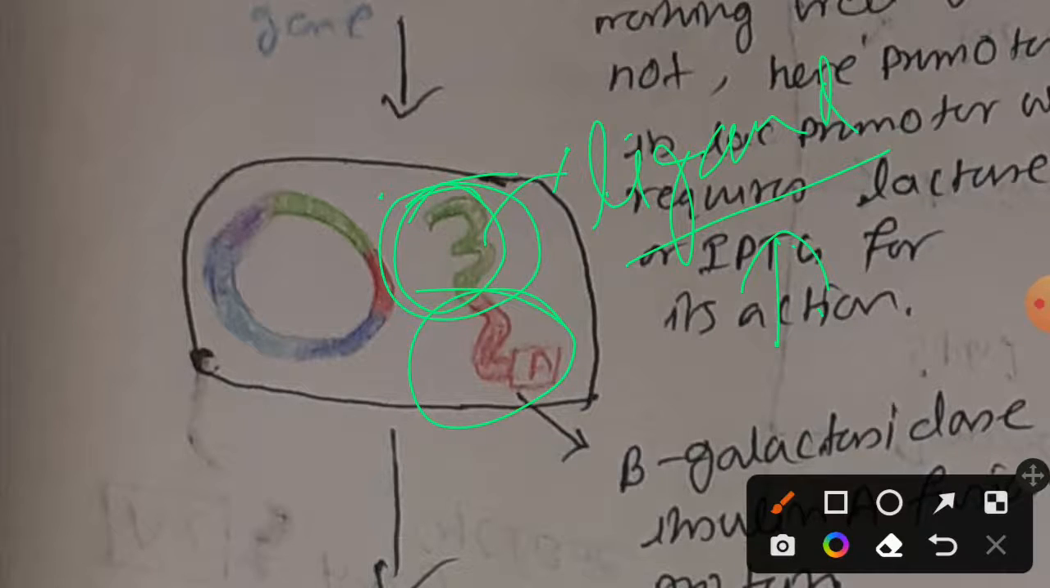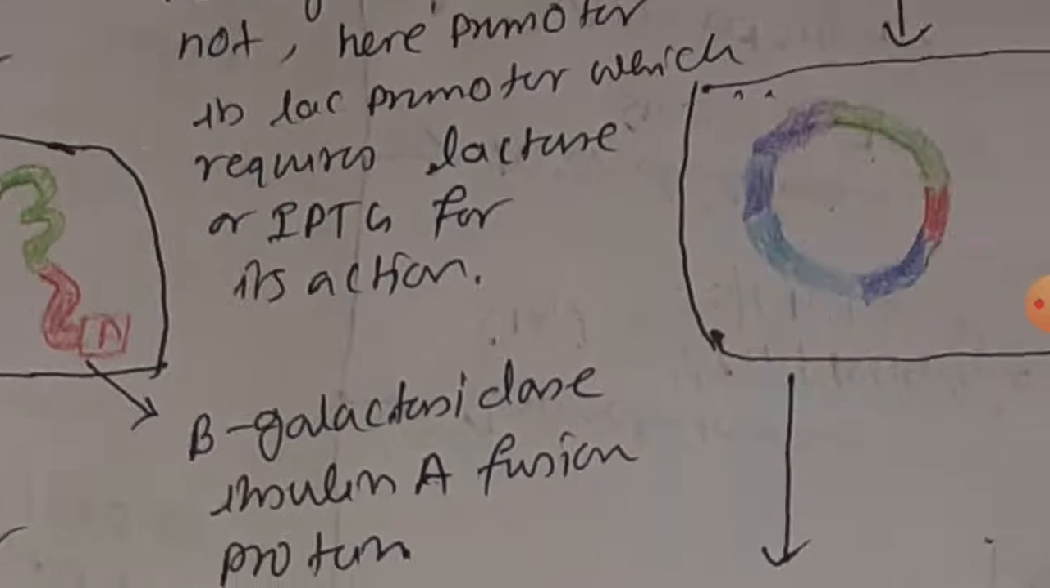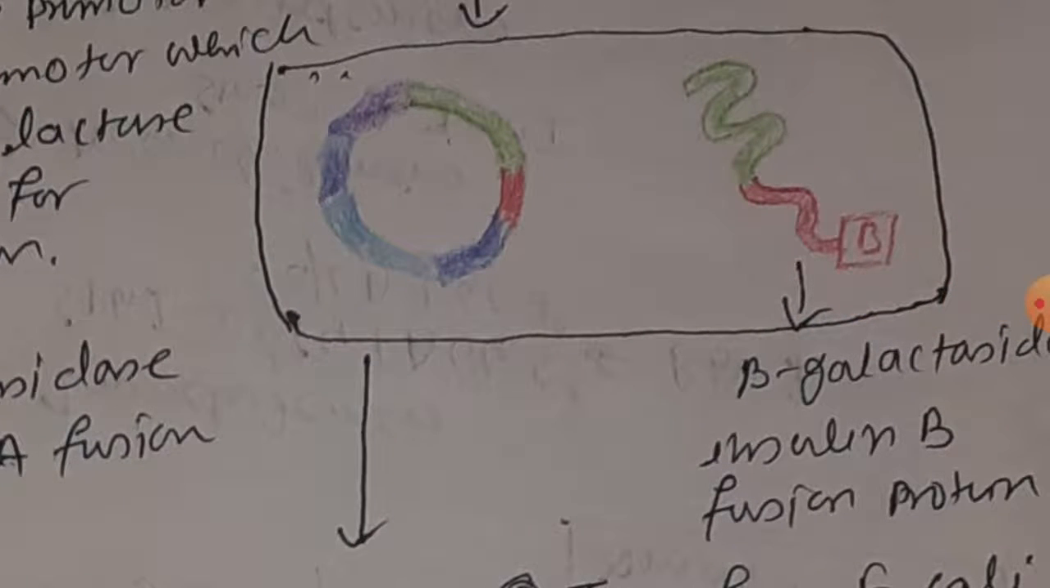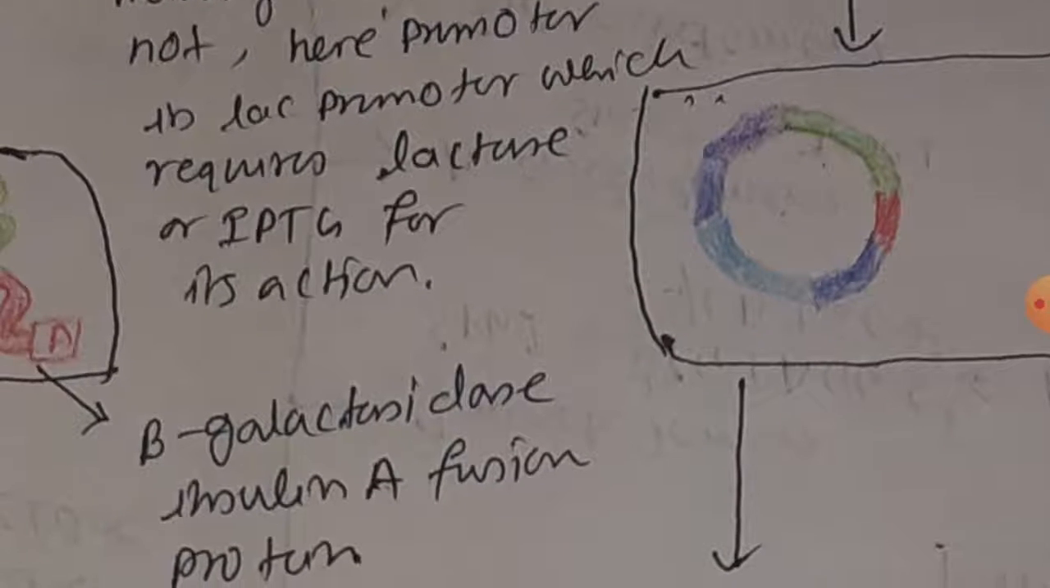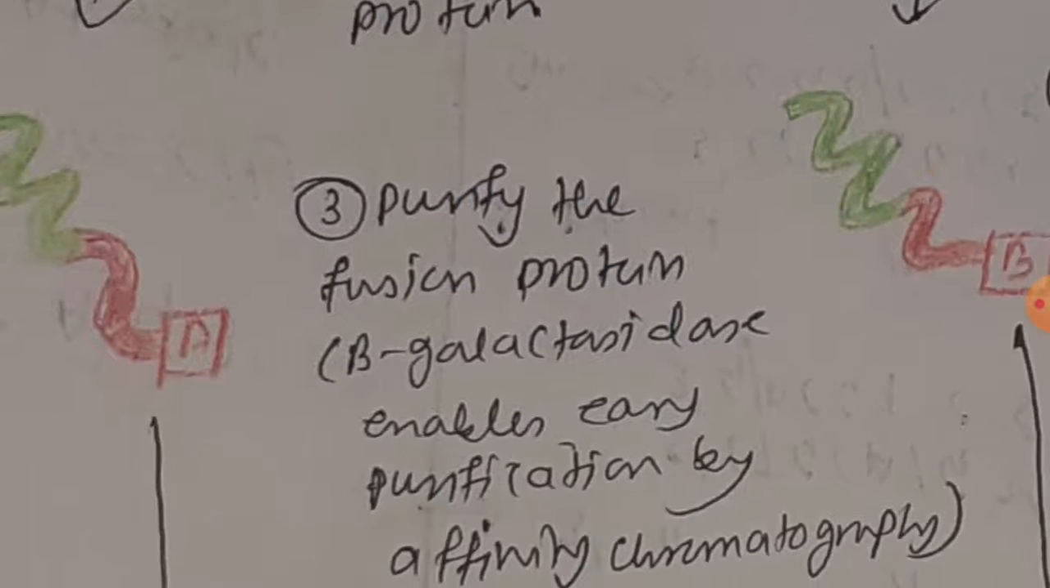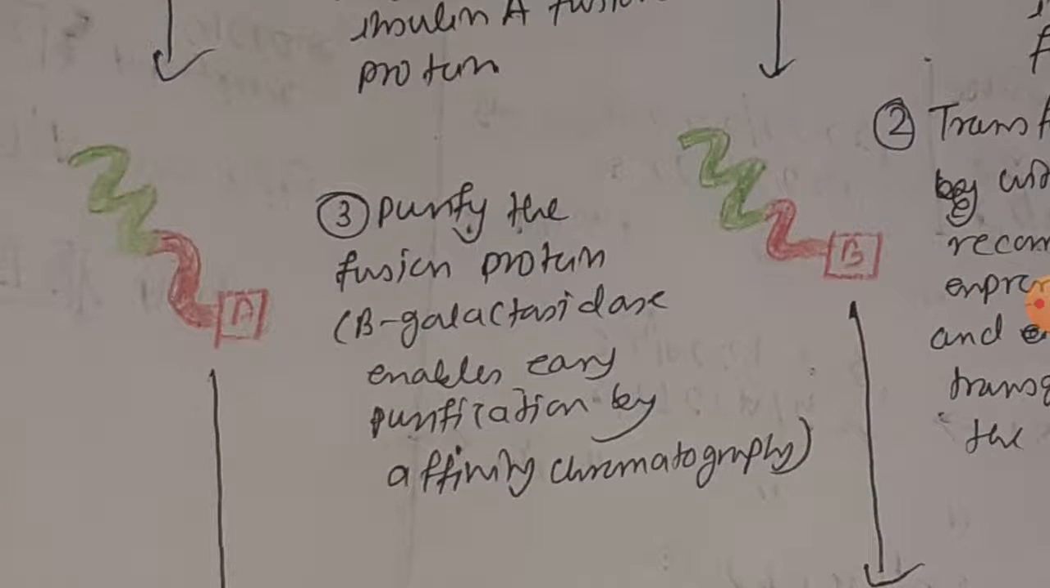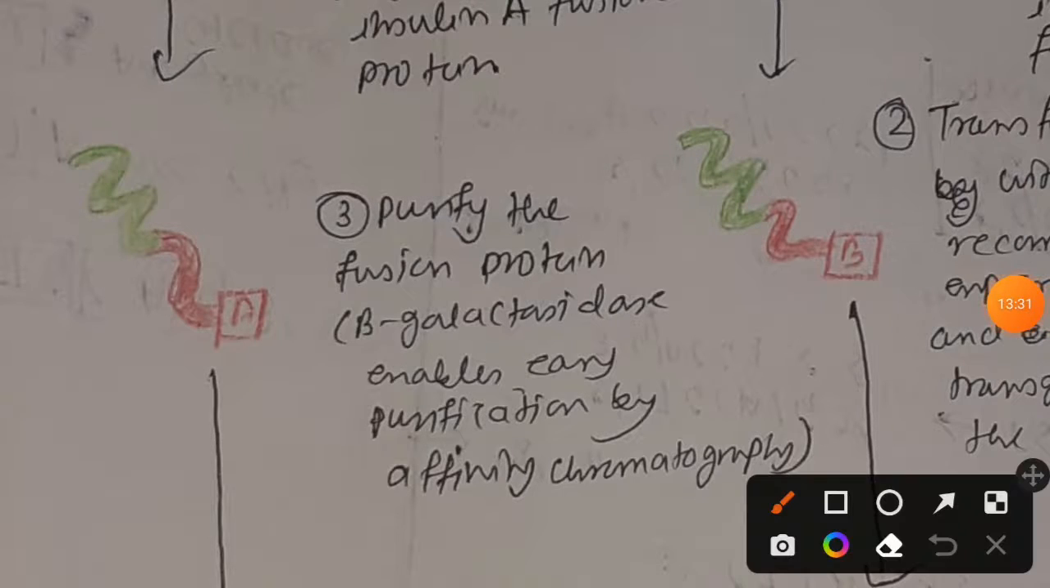As a result, other proteins will be separated, but the beta galactosidase containing the insulin A, and in this system the beta galactosidase containing the insulin B will remain in the stationary phase, then it will be separated. So now we have a fusion protein in both the cases, both the systems.